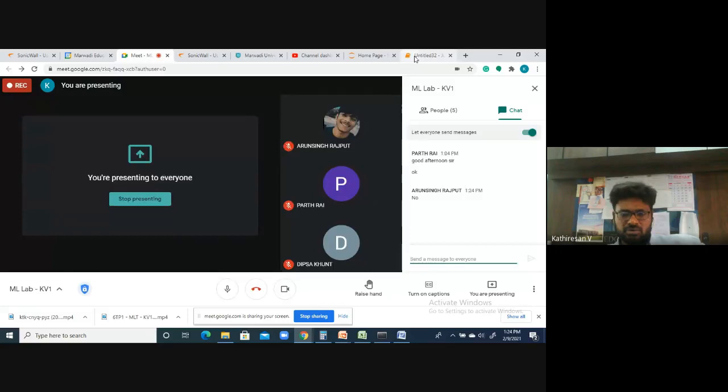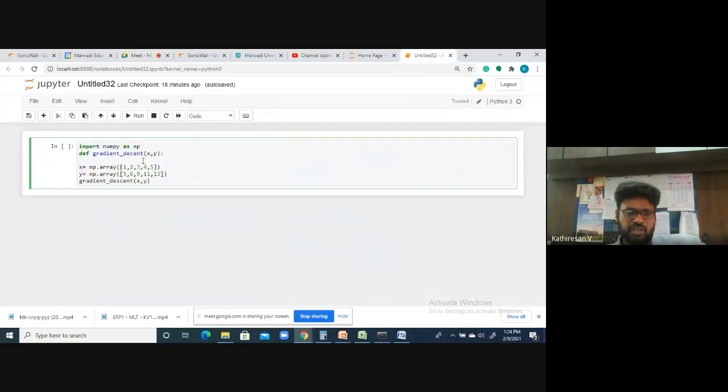See, now look into this. We have an array and we have a function that I'm going to implement. First, m current and b current equal to 0. I'm initializing m current and b current equal to 0. I'm putting 0.